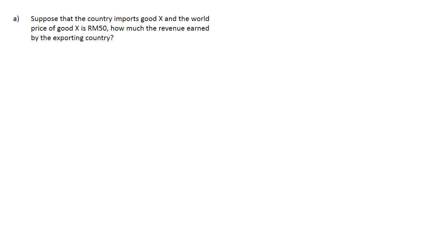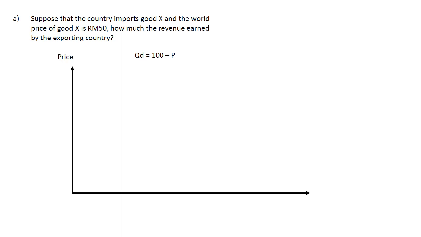Okay, so now we try to answer question A. Suppose that the country imports good X and the world price of good X is equal to RM50, how much is the revenue earned by the exporting country? So how to draw the demand curve? The demand function given is QD is equal to 100 minus P. You have to place price on your y axis, and on your x axis you label quantity. Okay, so now we are going to plot our demand function.